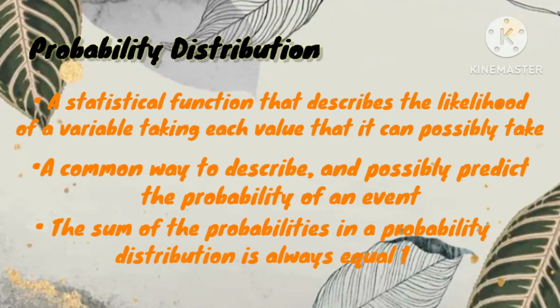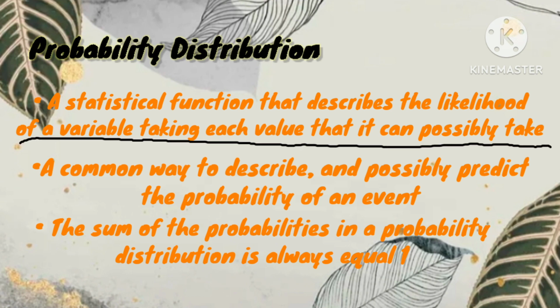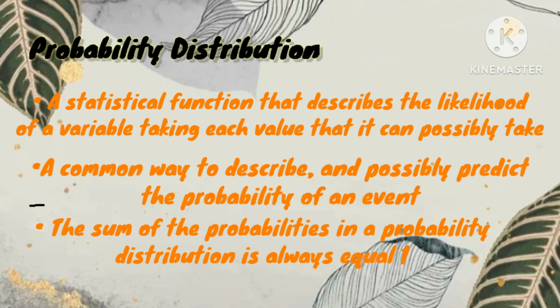Probability distribution. Probability distribution is a statistical function that describes the likelihood of a variable taking each value that it can possibly take. It is a common way to describe and possibly predict the probability of an event. The sum of the probabilities in a probability distribution is equal to 1, because if the sum of probabilities is not equal to 1, then it is impossible to measure its probability of occurrence.